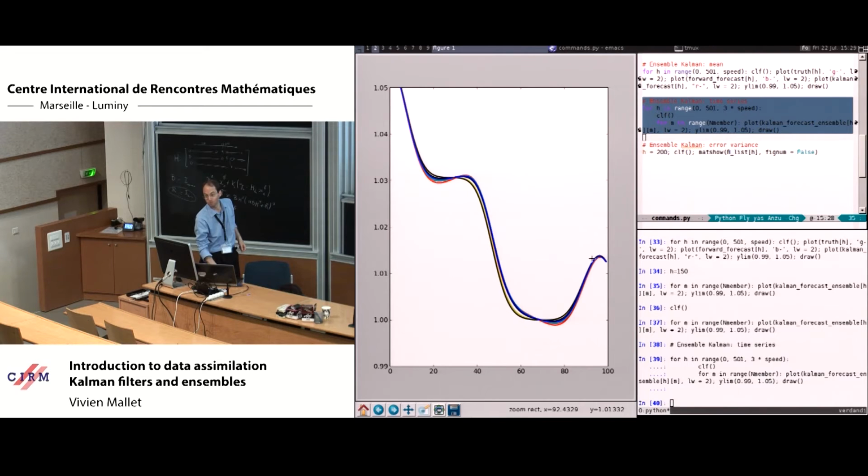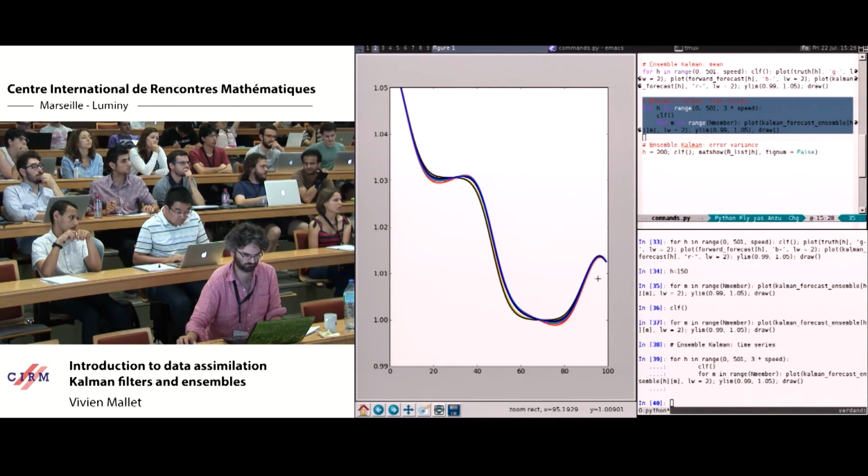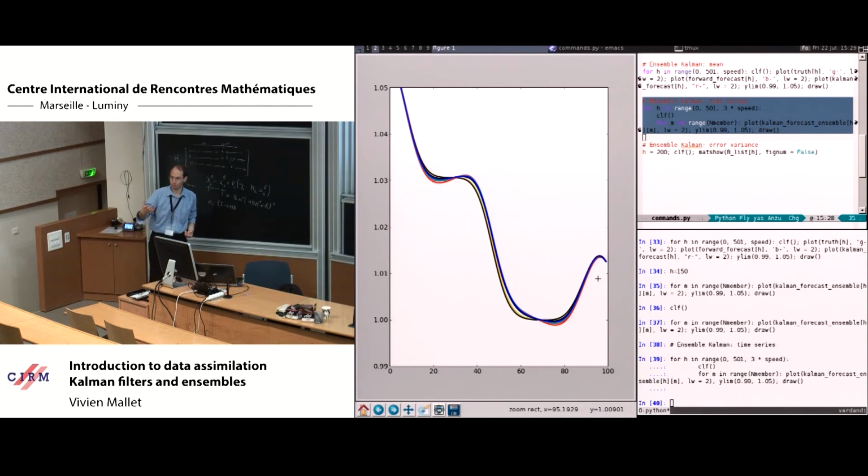So it means you trust your new state very much. And this is true because it's a good one. So you also have a very small error variance associated with your new state. Okay, and so that's also very important information.